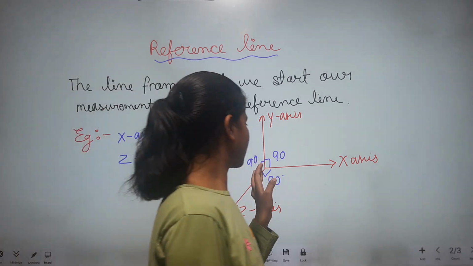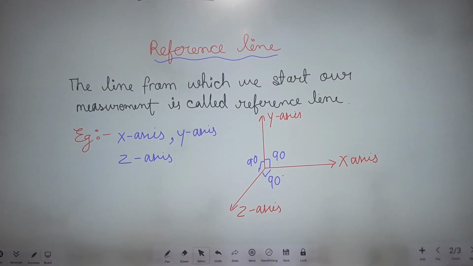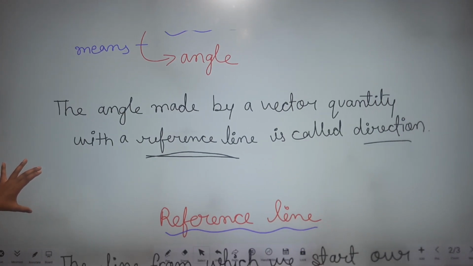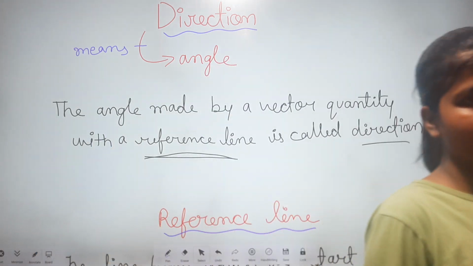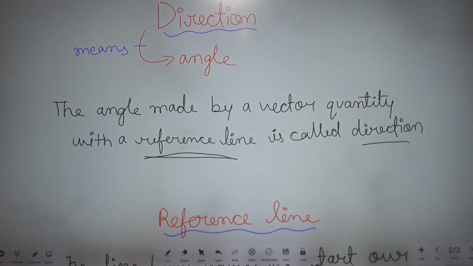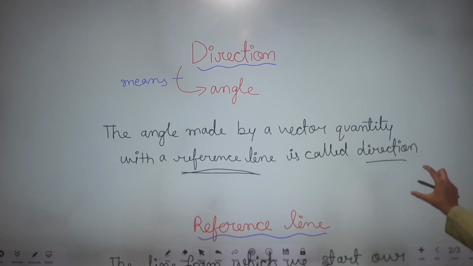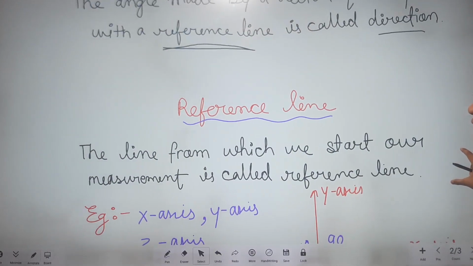The line from which we start our measurement is called reference line, and direction is the angle made by a vector quantity with a reference line. So I hope you understand what direction is and what reference line is. Now let's move further. Now let's see the meaning of east of north and north of east.